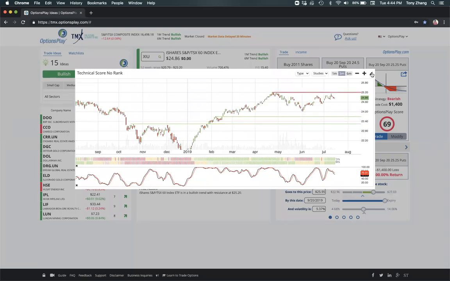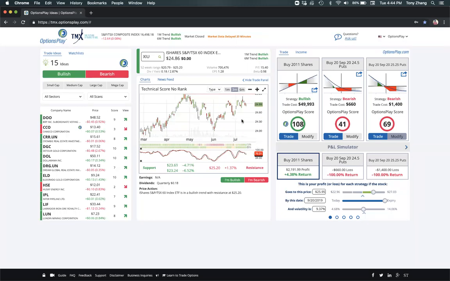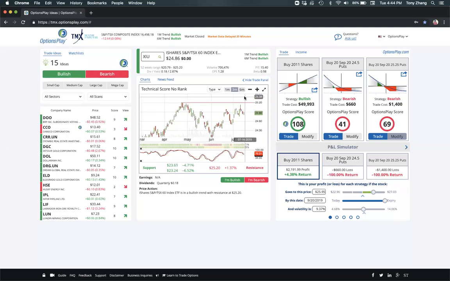But again, that's not my outlook, but let's just say those are the different scenarios we want to take a look at. And just in case this market does rally, we want to take a look at what happens if this market makes an all-time high.